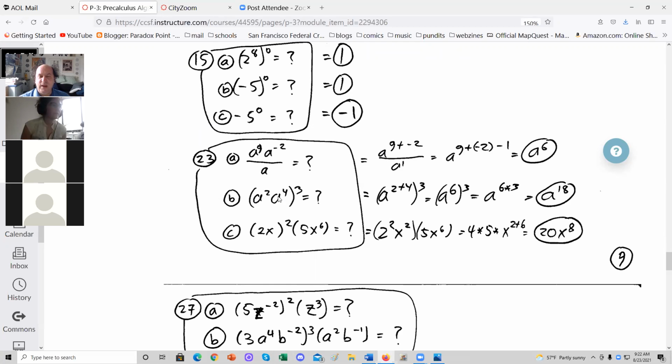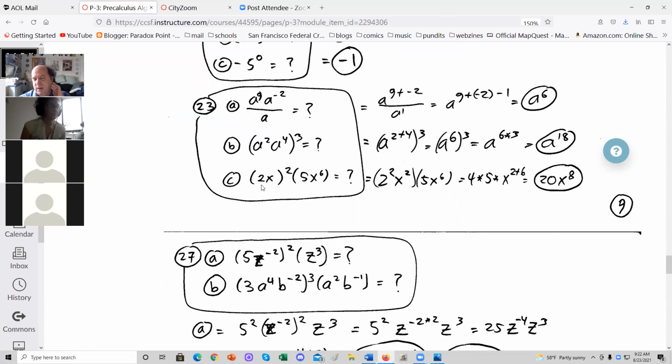It's a to the second, a to the fourth, all cubed. What's that? Well, the thing inside is a to the 2 plus 4, that cubed, is a to the 6th, that cubed. A power of a power is a multiple power, a to the 6 times 3, or a to the 18th.